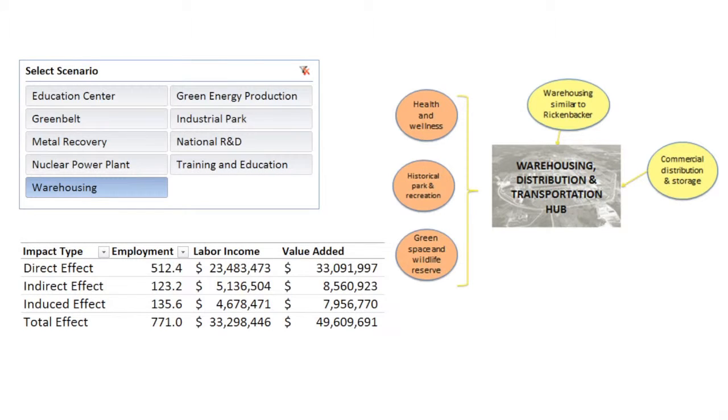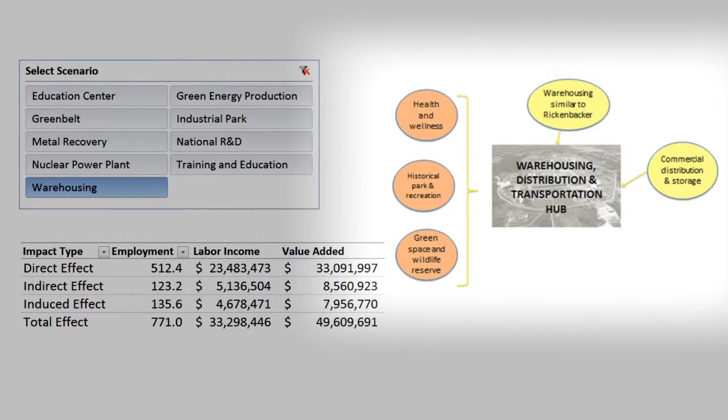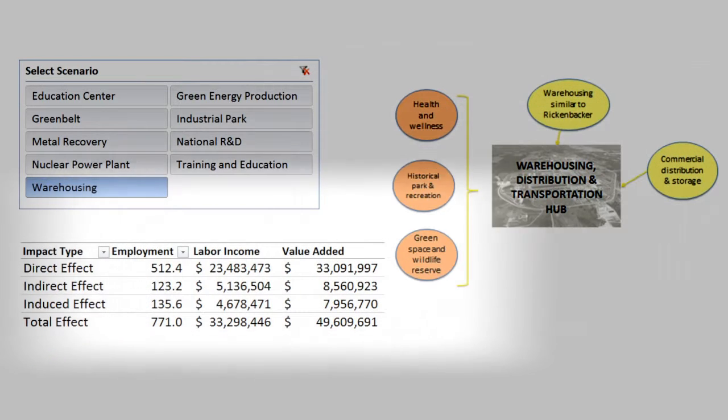The warehousing component. It's a multimodal hub that includes a warehousing component and a commercial distribution and storage component. Very similar to Rickenbacker Airport here in Columbus, Ohio. So conceptually, in terms of employment, the direct effect is over 500 jobs, labor income over $23.5 million, and the value added over $33 million.